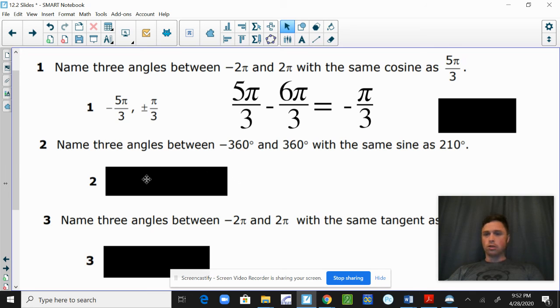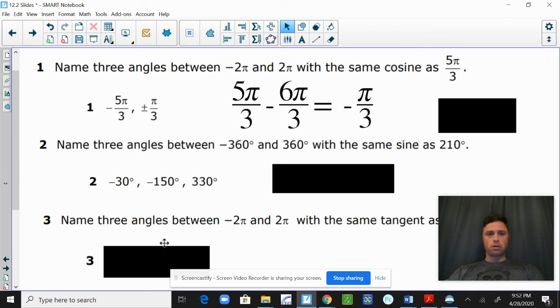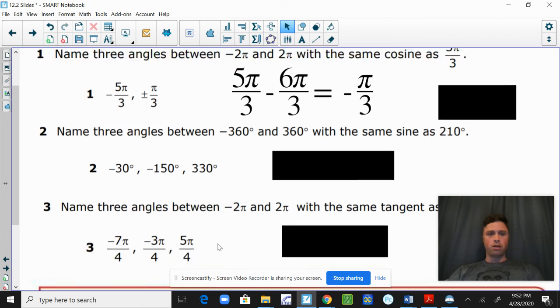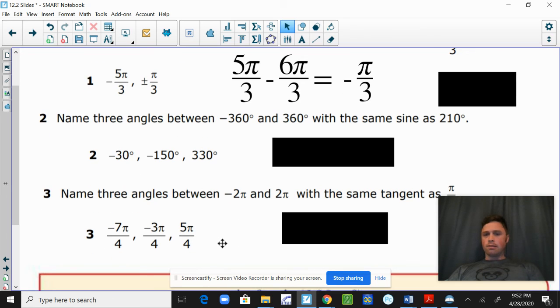And so the solutions for number 2 are right there. The solutions for number 3 are right there. That's it.